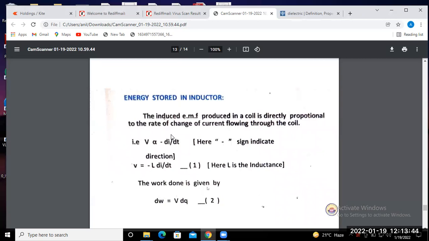The induced EMF produced in a coil is directly proportional to the rate of change of current flowing through that coil. So voltage is directly proportional to the negative of the rate of change of the current. Just remove this proportionality and put one constant, the inductance value of the coil. The small work done is represented by dw equal to v into dq.